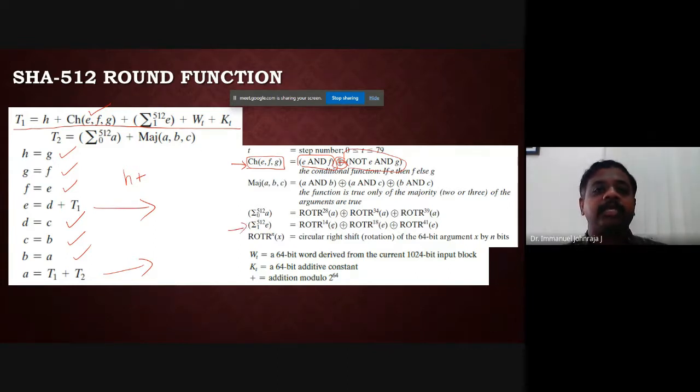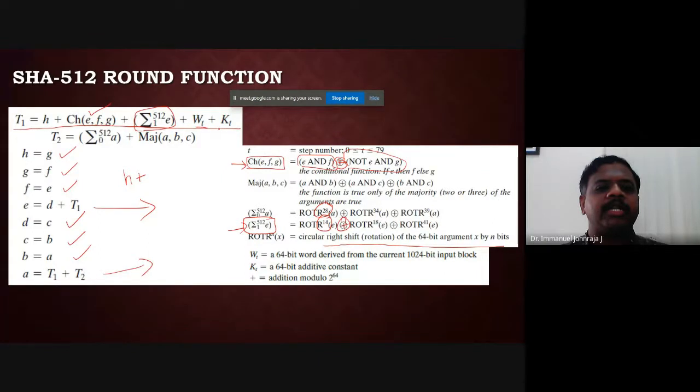The value of E is rotated 14 times. What is rotation? Circular right shift. The value is circularly right shifted as a 64-bit value. Sorry, here it is E rotated 14 times, XOR that rotated 18 times, then 41 times. You will get this summation value. That is what is taken here.